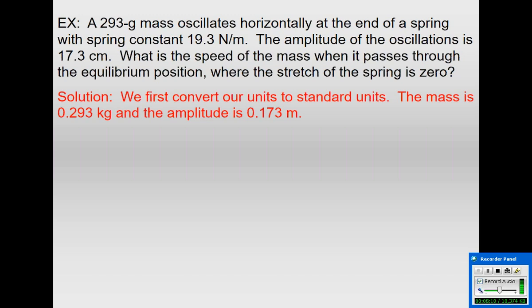Now, the most annoying part of this problem, I hope, is simply the fact that we need to convert to standard units. The mass is given in grams. We need it in kilograms. We have to move that decimal point over 3 places. 293 grams is equivalent to 0.293 kilograms. And for the amplitude of 17.3 centimeters, we have to convert that to meters. We move the decimal point over 2 places, and the amplitude in standard units is 0.173 meters.